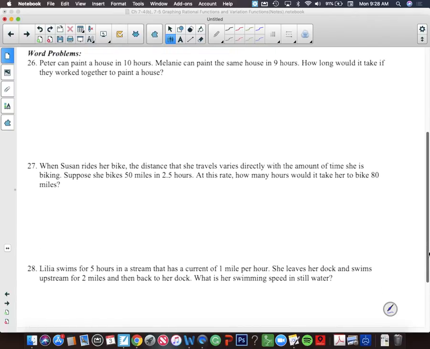So 26 is just like the one that was on our homework before. I said you should probably know how to do that. So Peter can paint a house in 10 hours, and Melanie can paint that same house in 9 hours. How long would it take if they worked together to paint a house? There's one just like this on the test, okay? So Peter can do it in 10 hours, and we're doing it together. Melanie can do it in 9 hours. How long does it take us to do it together? So that's what we're looking for.